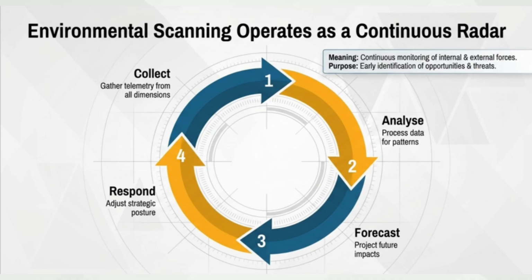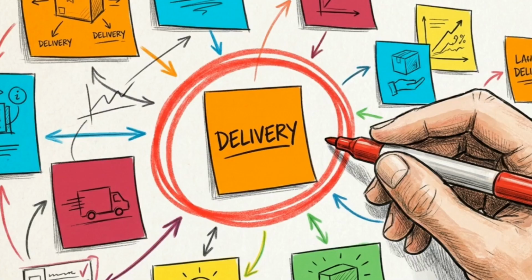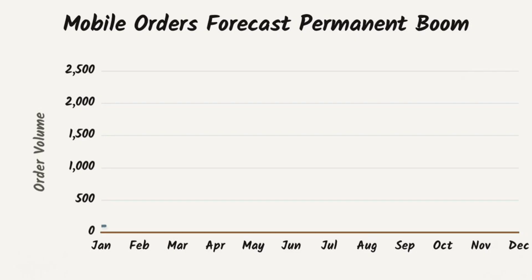To navigate a crisis like this, businesses rely on a method shown on this slide called environmental scanning. It requires 4 continuous steps: collecting information, analyzing it, forecasting what will happen next, and responding. Applying these steps, the coffee shop owner collects the local news data. They analyze the facts and realize people still want coffee, they just want it delivered safely. From this, the owner forecasts a permanent boom in mobile ordering.